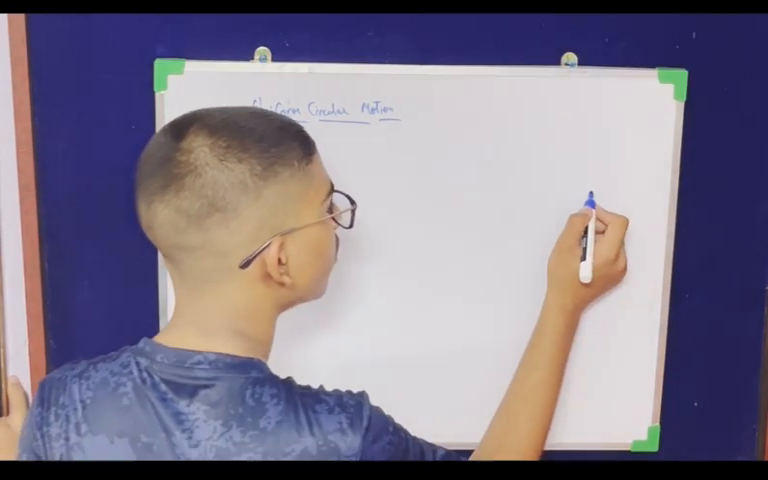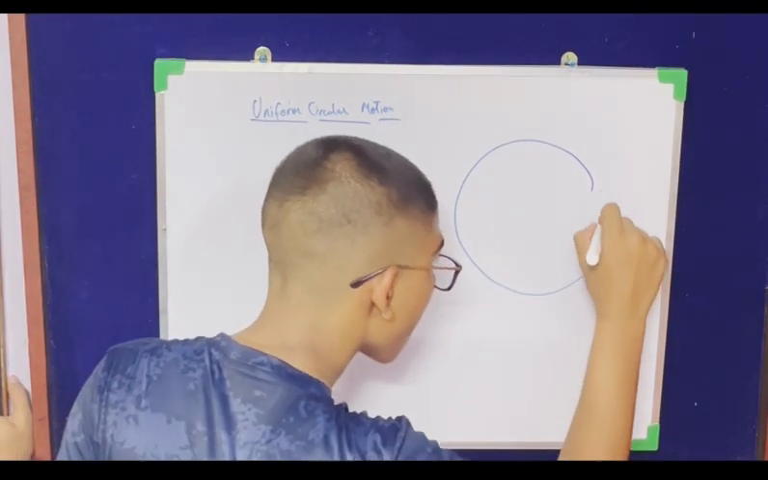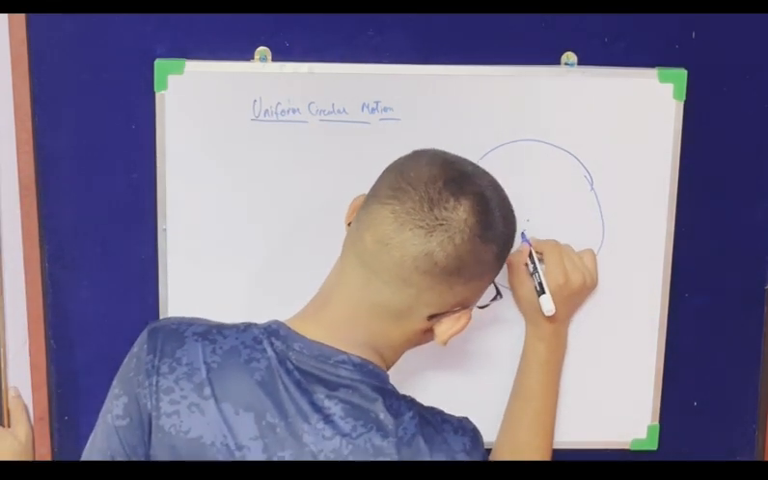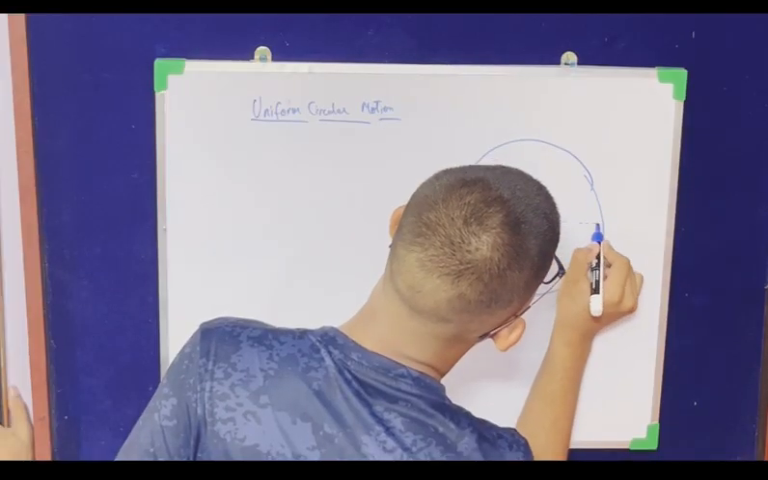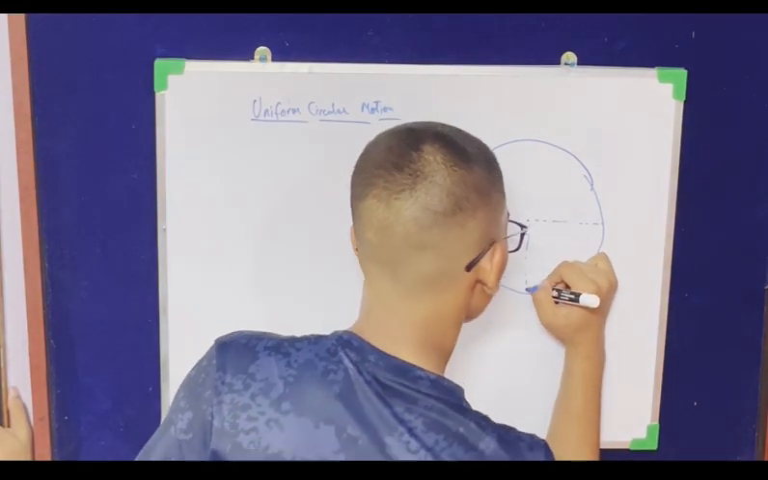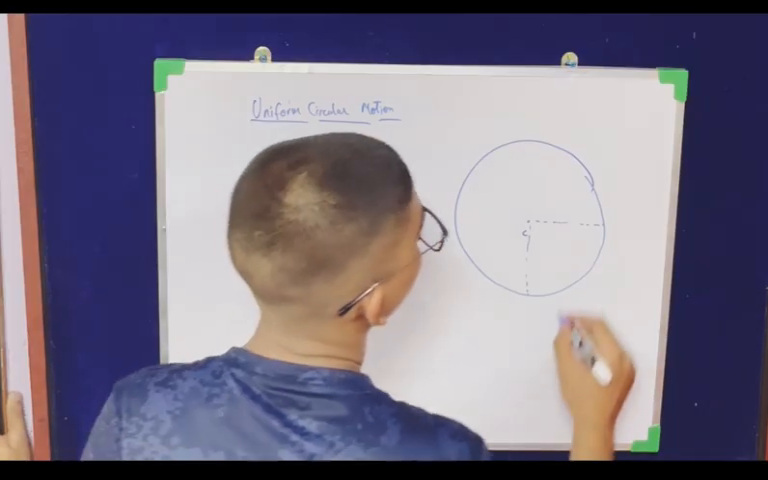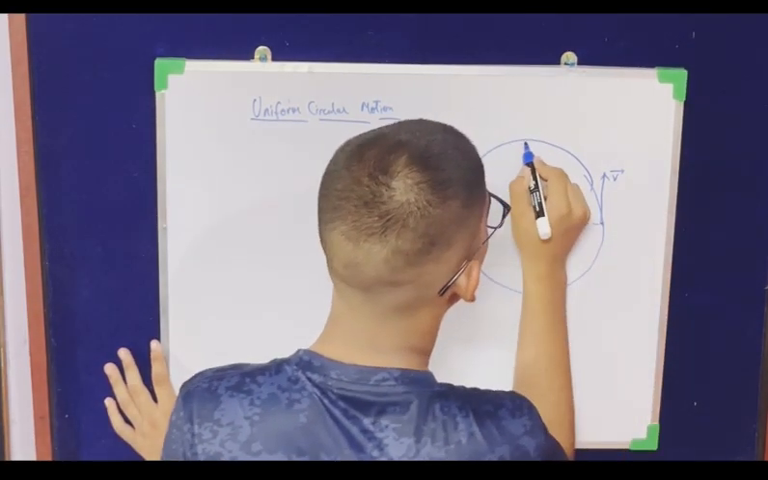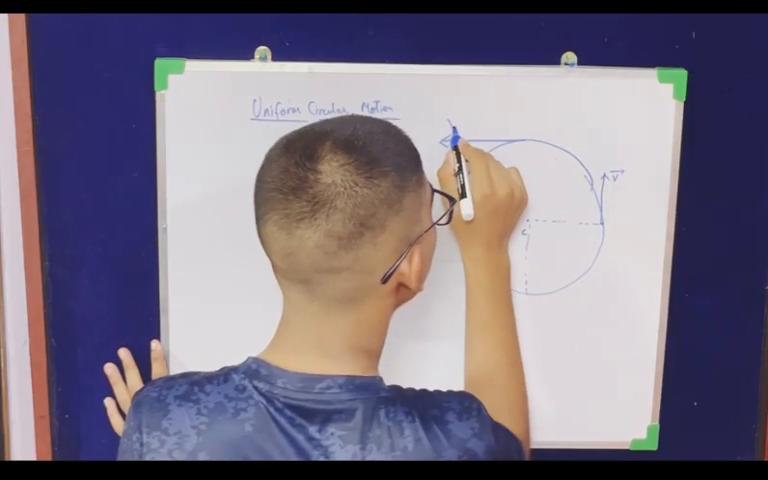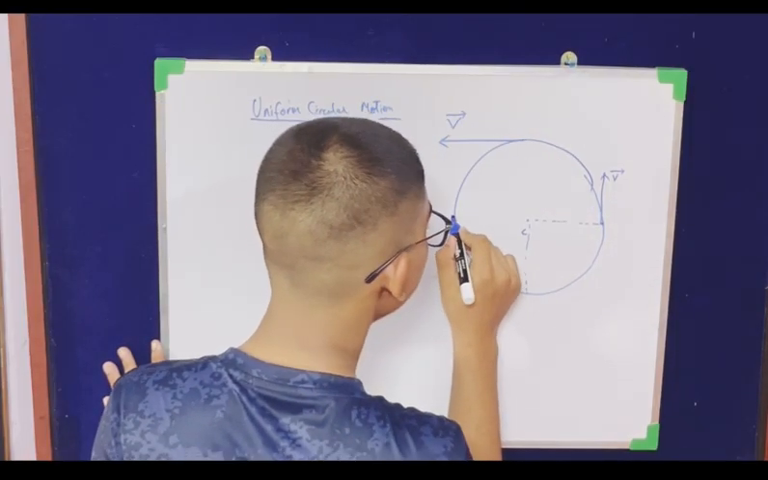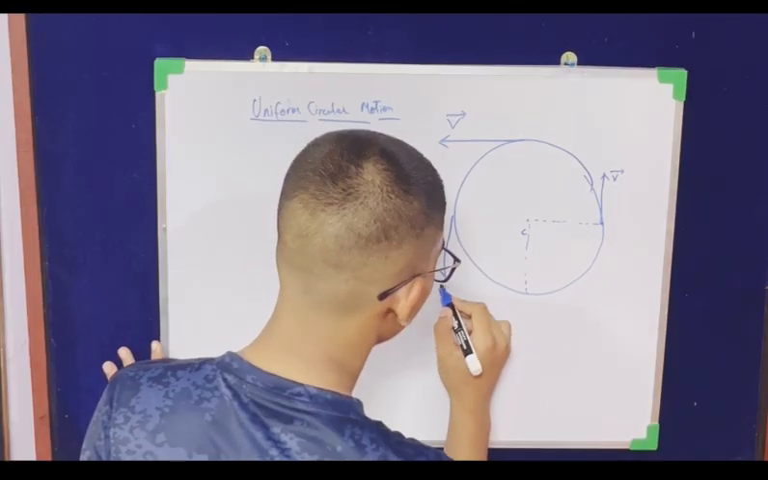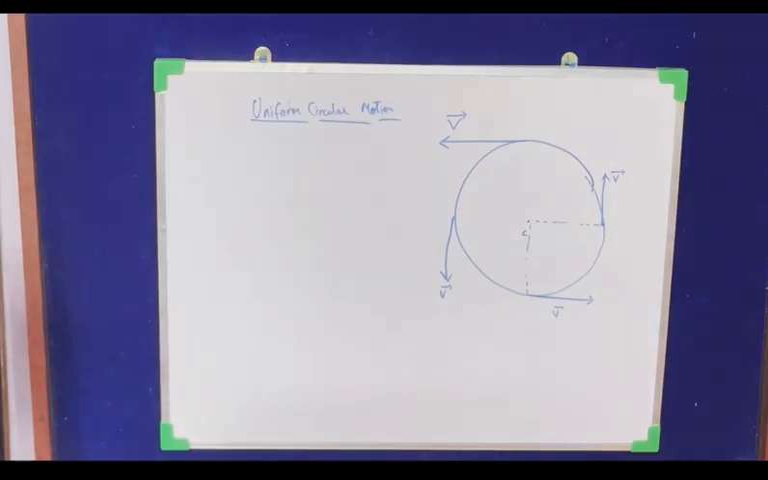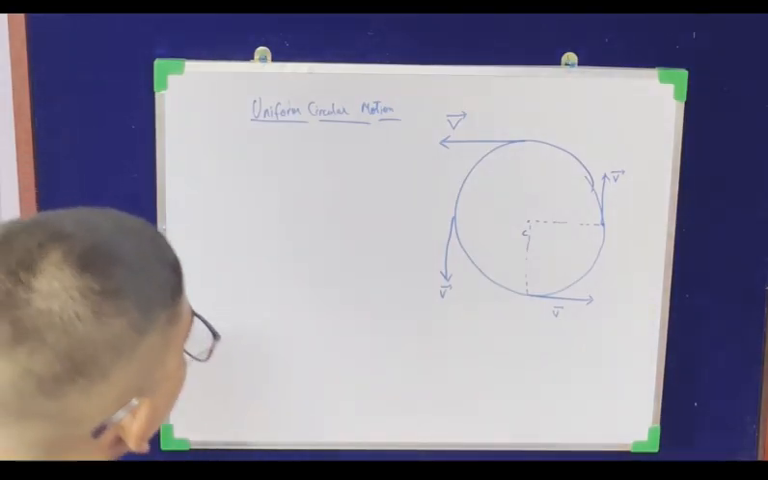So let's draw the circle again. Okay, now this is the center of the circle. The velocity at this point is here, at this point is here, and at this point is here. This line here is a tangent line.